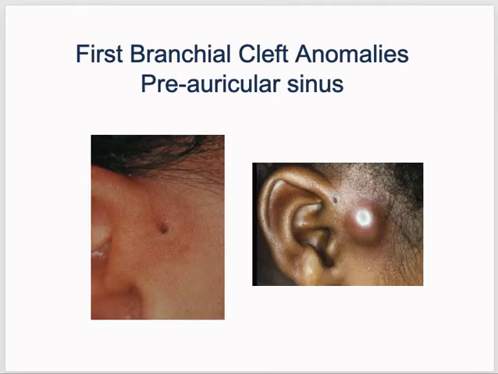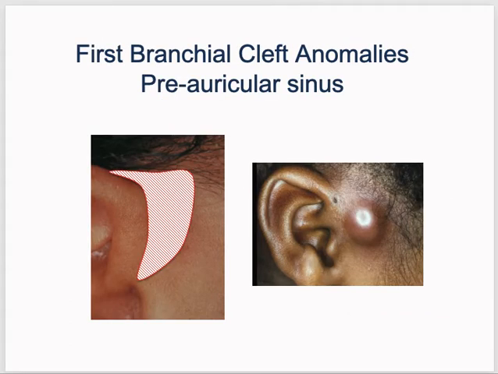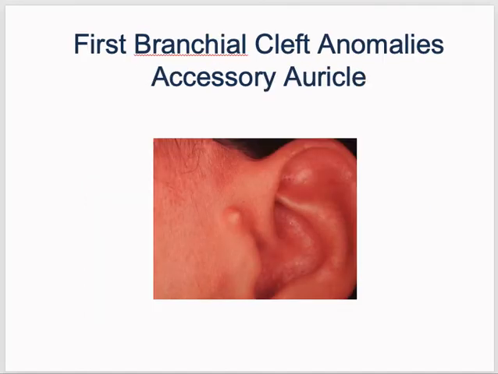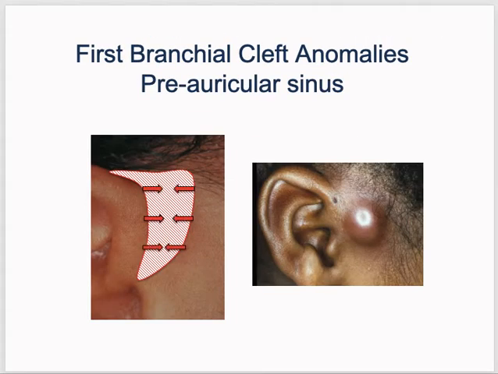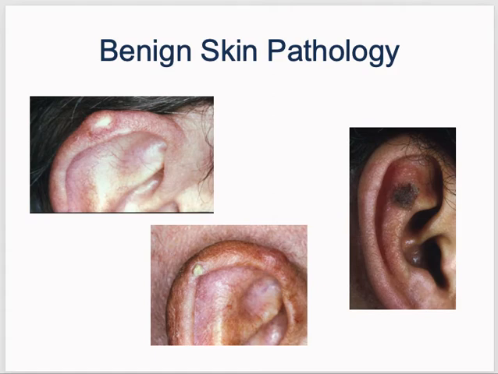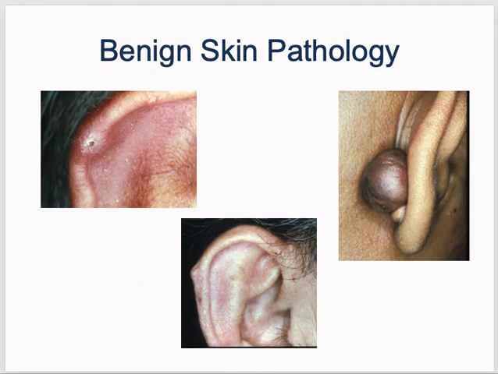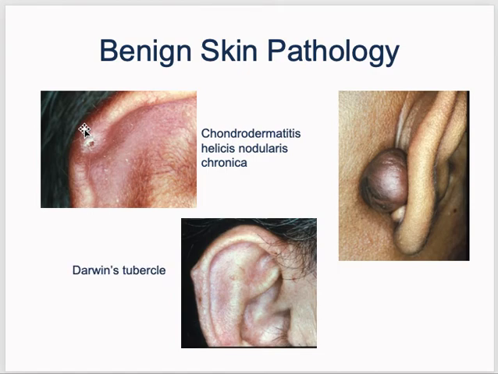Again, you can see some photographs of anomalies and how they remove them and close the defect. These are the tumors: gouty tophi, seborrheic keratosis, solar keratosis. I show you this: chondrodermatitis nodularis helicis chronica. This one is called Darwin tubercle. This one is keloid scarring.